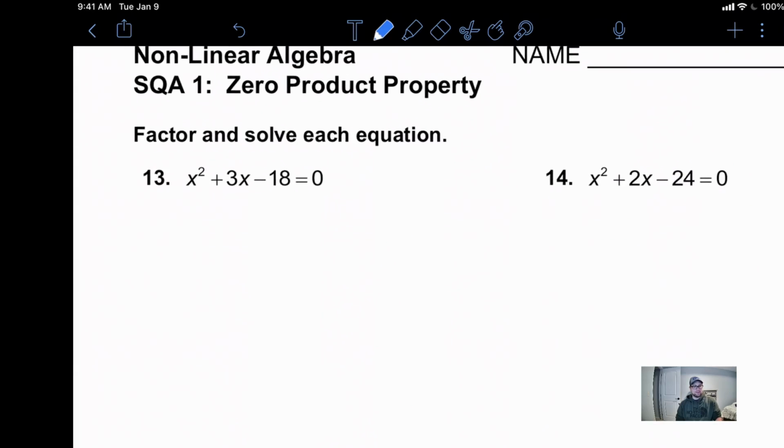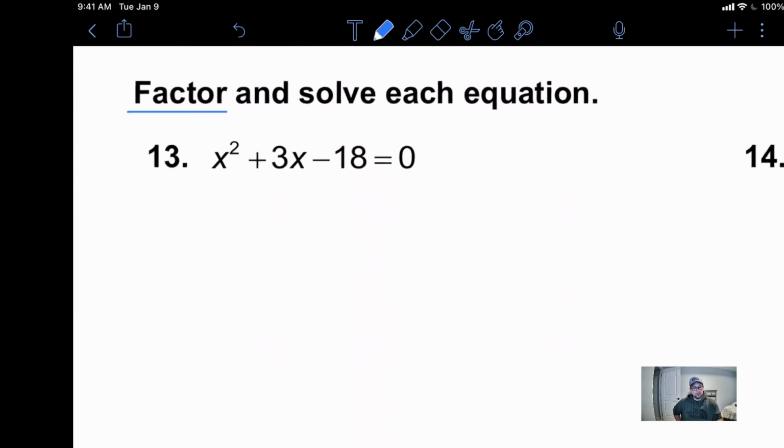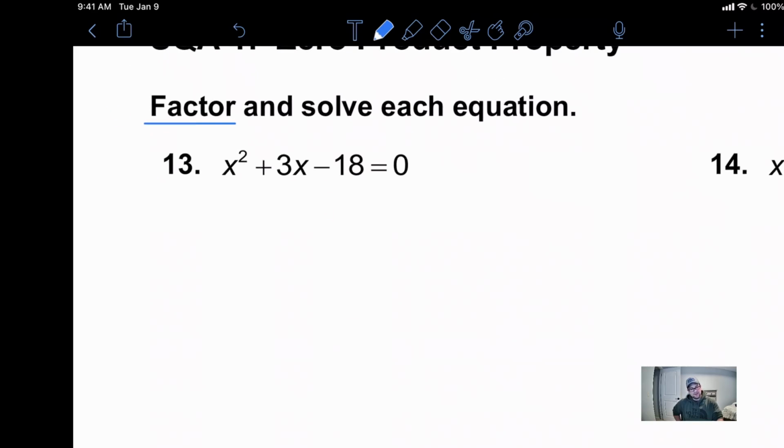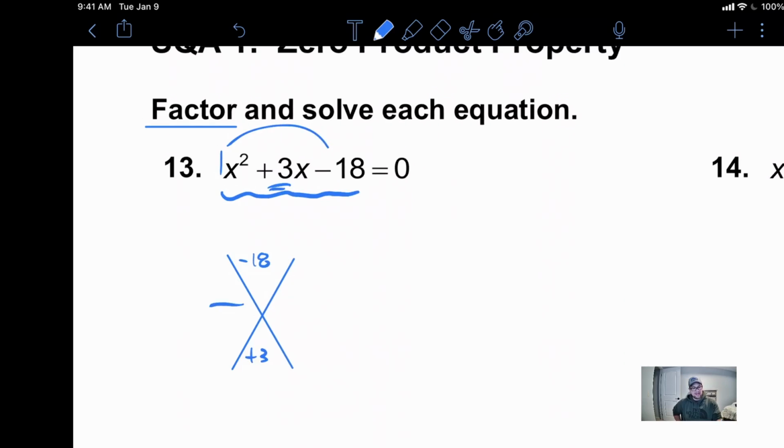Now let's look at problem number 13. Now this one just says to factor and solve each equation. So hopefully at this point you look at this and you say, well, this is one of those factoring where I use the x. So we're going to use the x here again to factor. Remember, when we do that, we say 1 times negative 18, that gives us the top. Positive 3 becomes the bottom. Then we have AC. A in this case is 1, so 1x and 1x. And we're looking for two numbers that multiply to be negative 18 that add to give us 3.